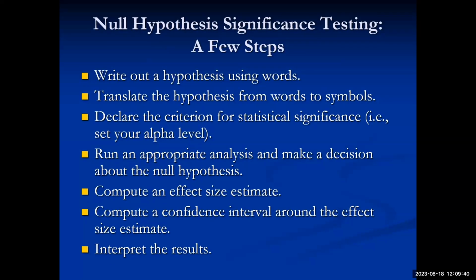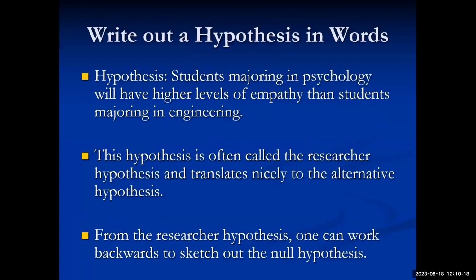Here are a few steps that I recommend to students first learning about null hypothesis significance testing. First, write out your hypothesis using words. Next, translate your hypothesis from words to symbols. In doing so, you actually create two hypotheses. Declare or define the criterion for statistical significance, which is referred to as the alpha level. Run an appropriate analysis and make a decision about the null hypothesis. Compute a relevant effect size estimate. Compute a confidence interval around the effect size estimate. And then based on all of that information, interpret your results.